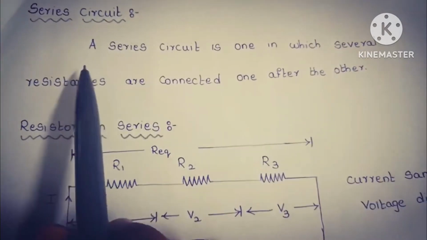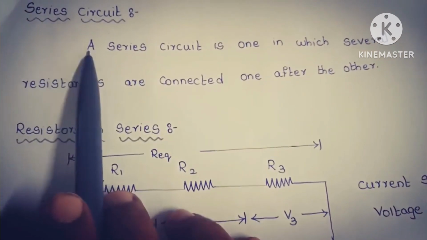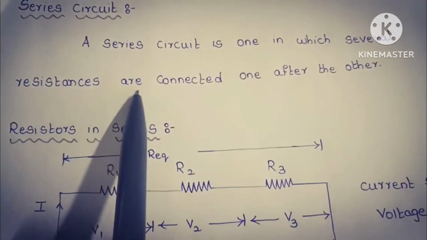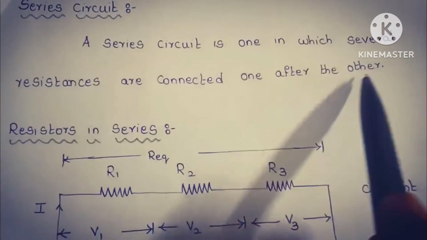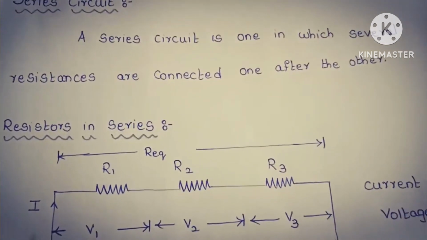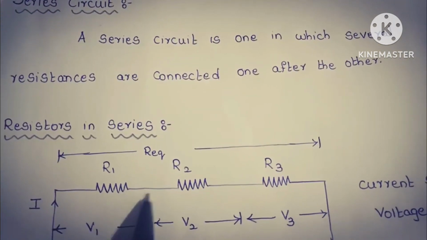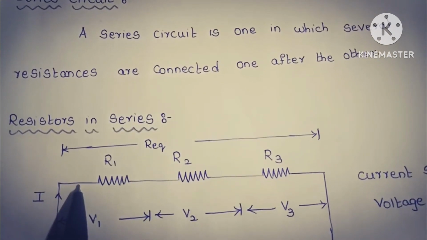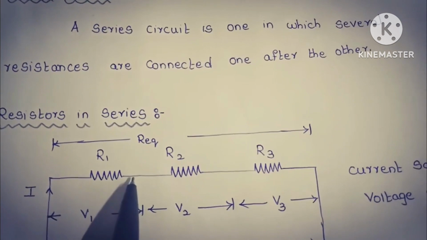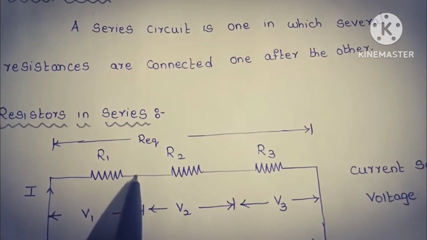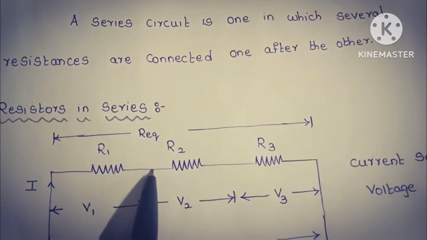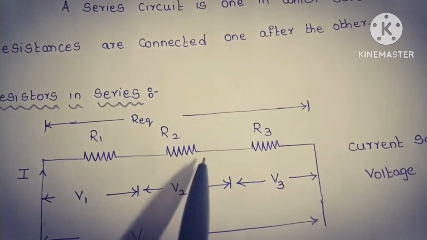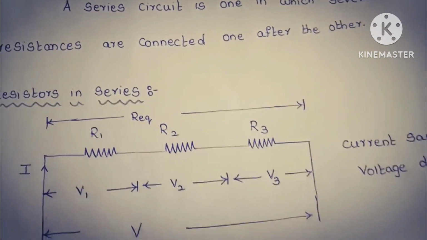Hello everyone. Today's topic is series circuit. A series circuit is one in which several resistances are connected one after the other. That is, when we consider a resistor, it consists of two terminals, first terminal and second terminal. If the second terminal of one resistor is connected to the first terminal of another resistor, that type of connection is said to be a series connection.